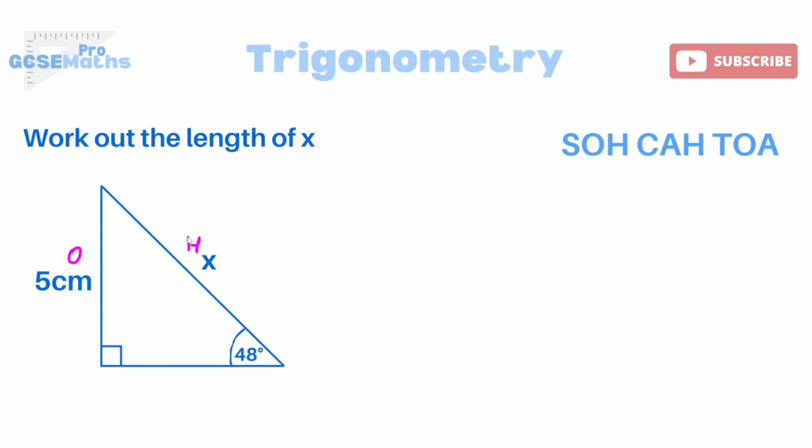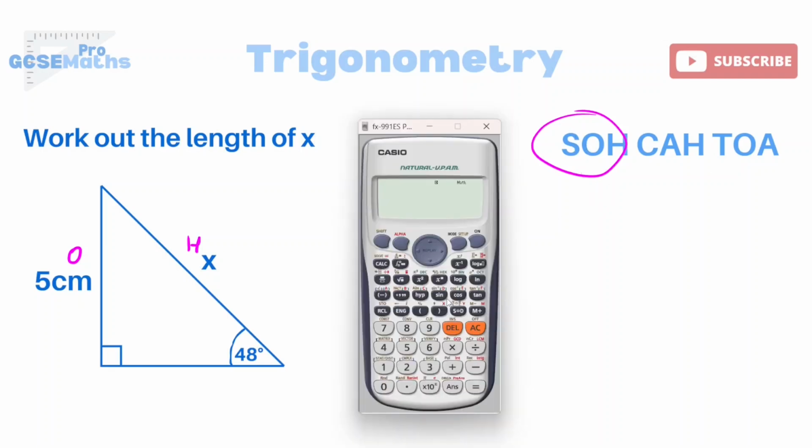Once I've labelled 2 sides that are actually relevant, that helps me narrow it down. Which of SOH, CAH and TOA has both O and H? Well, it's going to be SOH, isn't it? Which represents sin. On your calculator, it represents the sin button. I don't know if you can see my mouse here. We've got sin, cos or tan. Each question you're going to choose most of the time just one of those. So sin, cos or tan. In this case, we need to use sin.